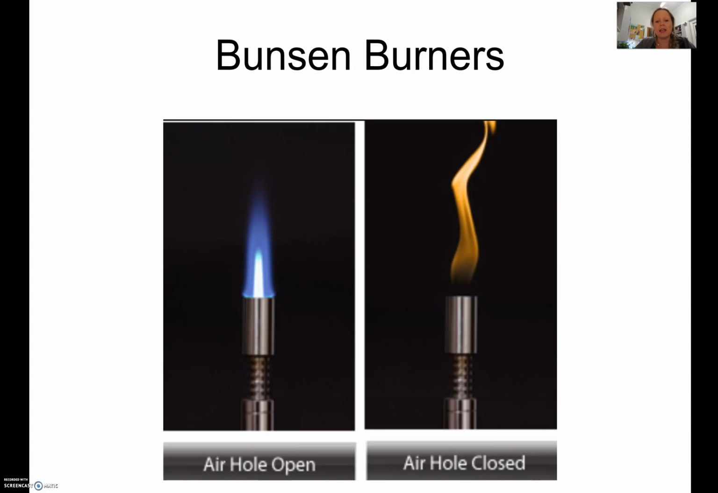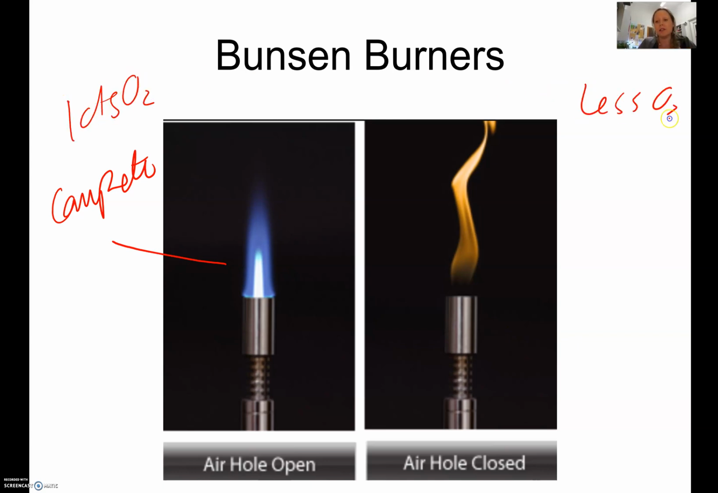Perfect. If you've not put 2 and 2 together, when we use a Bunsen burner, this is a prime example of complete and incomplete combustion. When you have your Bunsen, and you've always done this since year 9, you have the air hole open to get the blue flame and the air hole closed to get the orange flame. So what you're actually doing is allowing lots of O2 in when it's open and less O2 in when it's closed, and so it's actually incomplete combustion when we do the air hole closed.